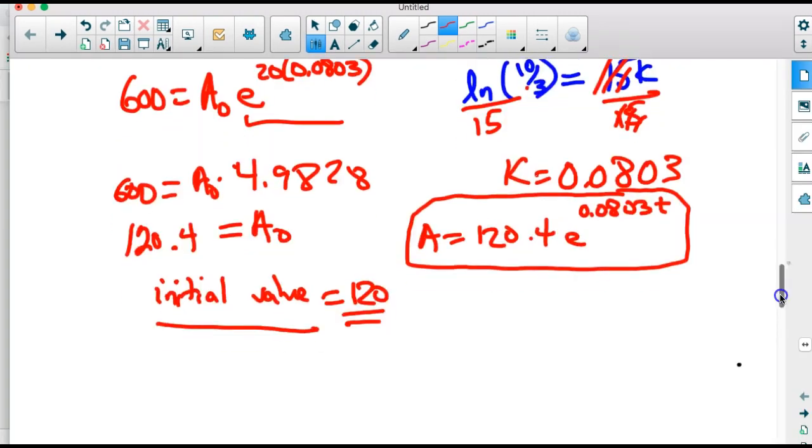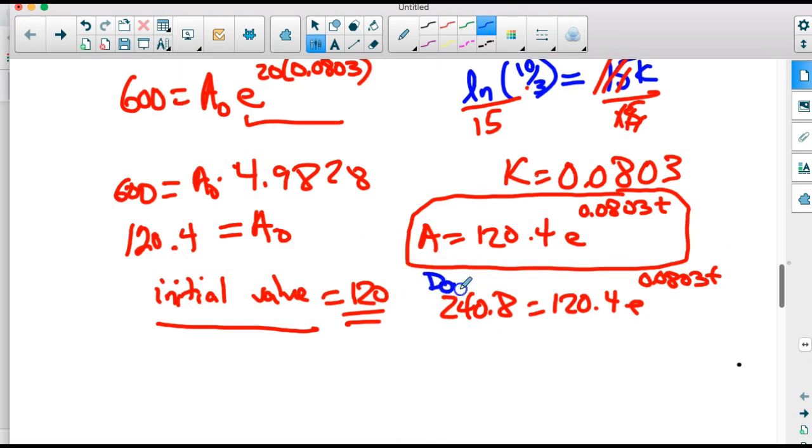We want a doubling time, so we want to double this. In doubling this, it's 240.8 equals 120.4 e to the 0.0803 t. We're solving this. This is our doubling time equation, because we doubled the 120.4 and put it here. So I divide, and I get 2 equals e to the 0.0803 t. Take the natural log.